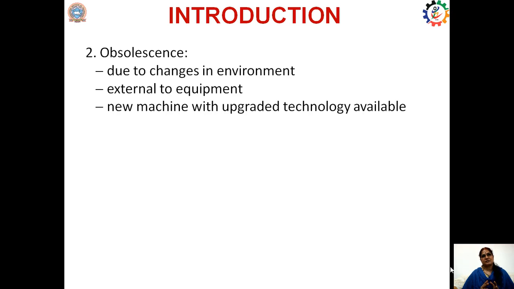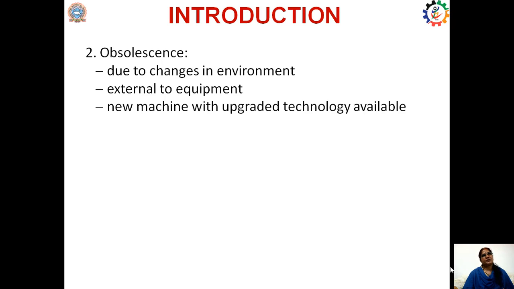Obsolescence is a reason that is not internal to the equipment, whereas it is external to the equipment, connected to the outside environment. Any changes in the environment, that is, new upgraded technology, a machine with upgraded technology available in the market, because of which the present machine becomes obsolete, though it is producing correctly. It is working fine only, but would have become obsolete.